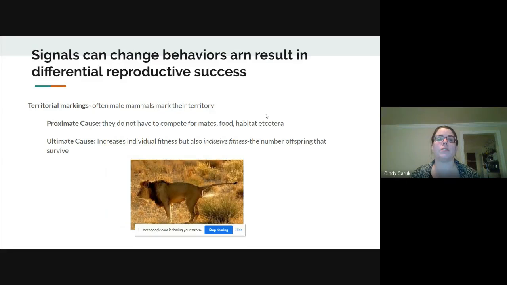They're the result of differential reproductive success. That should be "are" up there. So things like territorial markings, male mammals will mark their territory. The proximate cause, they don't have to compete for, for instance, mates, food, habitat, etc. Ultimate cause, it increases, again, their individual fitness, that inclusive fitness, the number of offspring that survive.